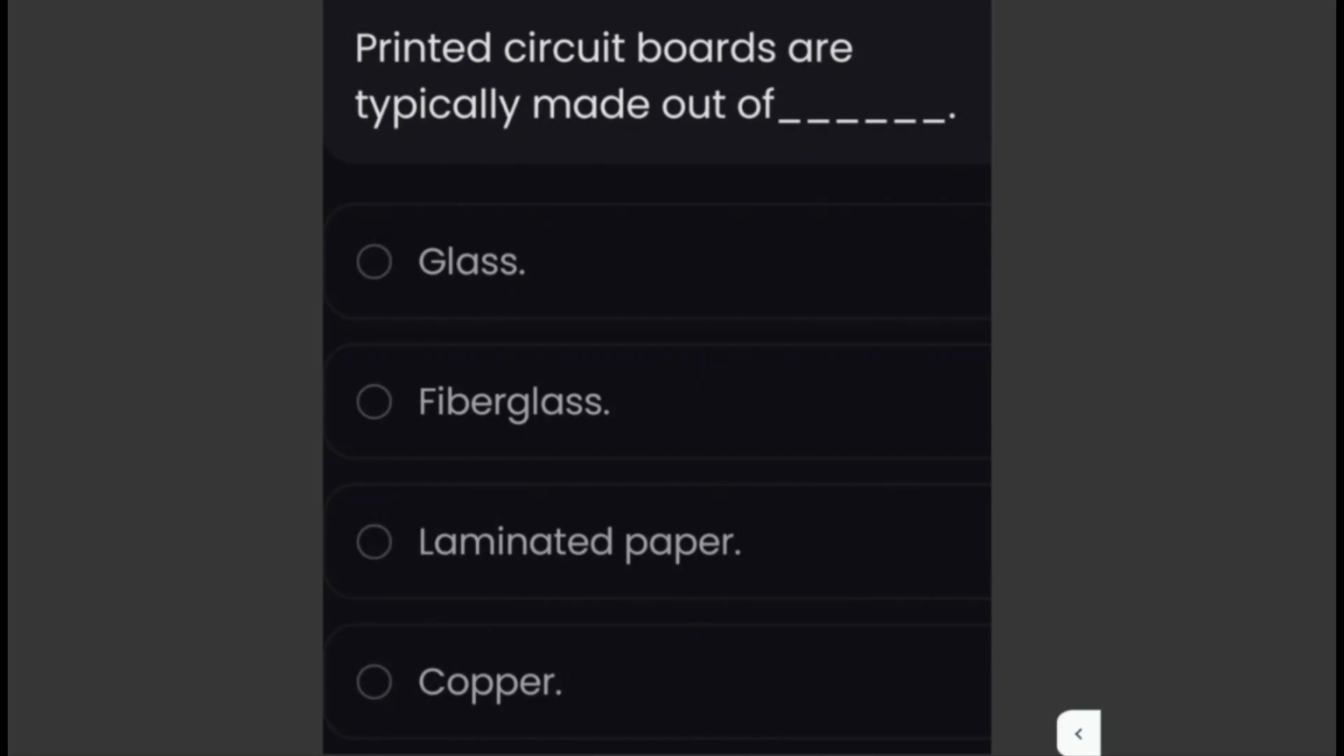Printed circuit boards are typically made out of glass, fiberglass, laminated paper, or copper. So the answer here is fiberglass, since fiberglass is used to make most printed circuit boards.